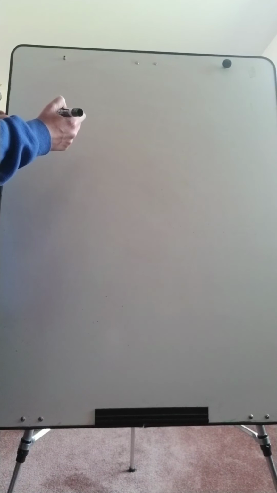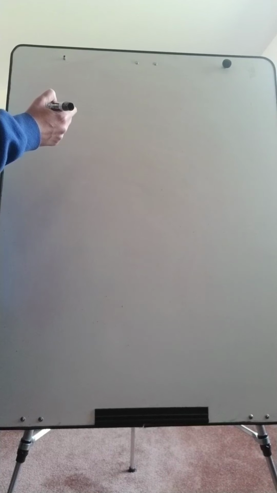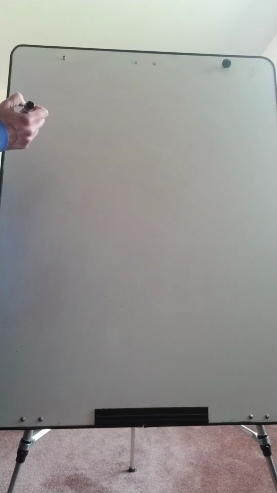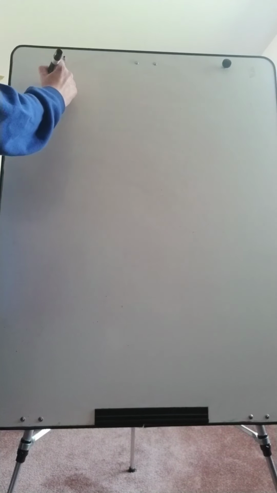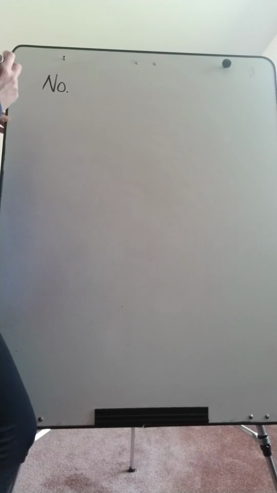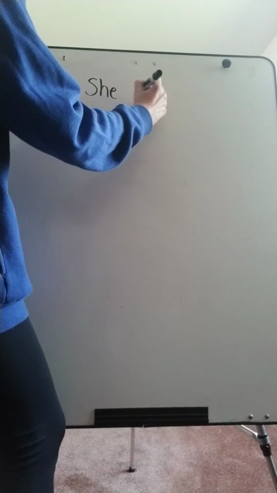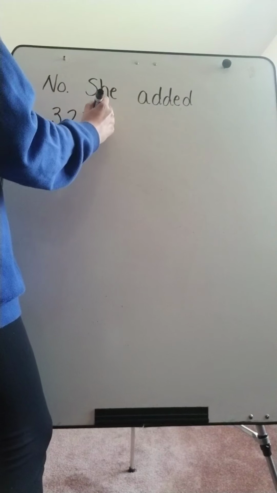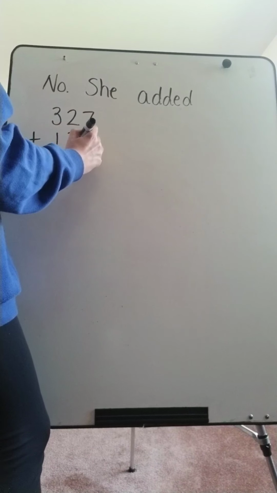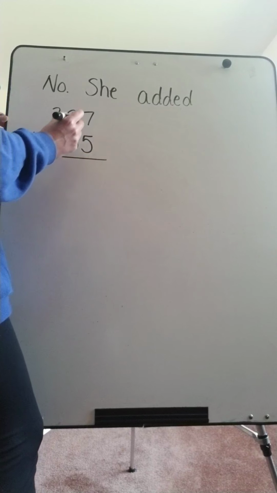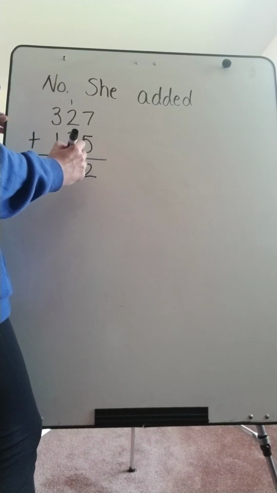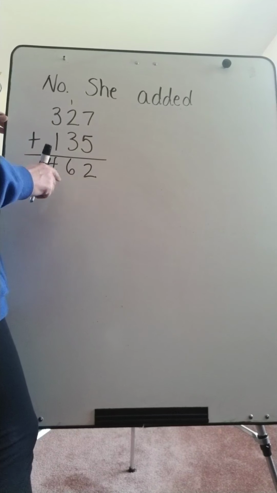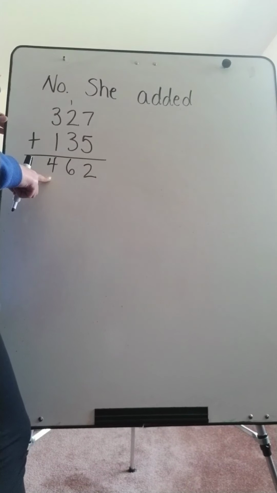So, the sum of the 2 numbers that have a difference of 135. The greater of the 2 numbers is 327. She said that the sum is 462. So, she is not correct, so put no. She added 327 plus 135. Okay, 7 plus 5 is 12, 3 plus 3 is 6, 3 plus 1 is 4. That's how she got 462. Okay?